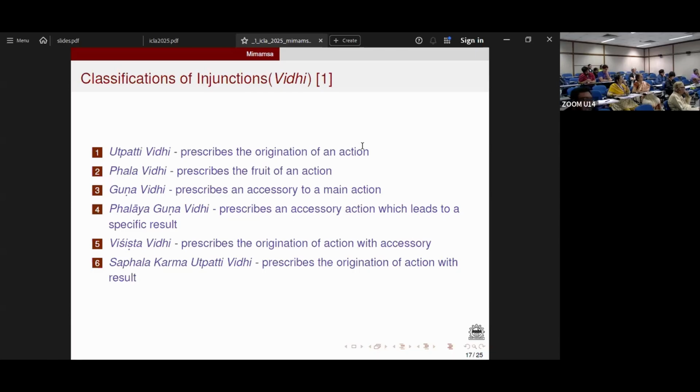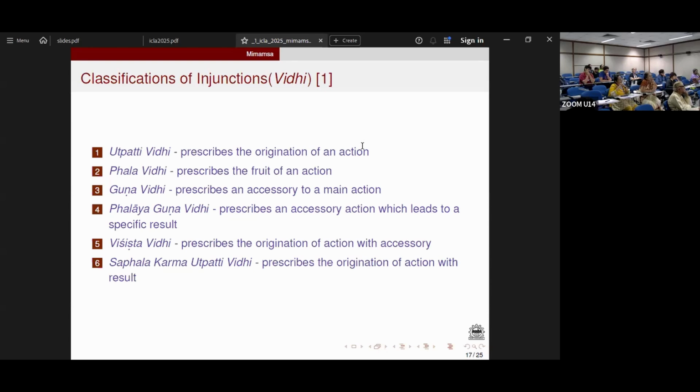So there you have two things, right? You're specifying the item to be used as well as the result that will be obtained. That's called Phalaya Gunavidhi. Then you have what's called a Vishishta Vidhi, where you have the origination of an action specified along with the accessories. And then you have Saphala Karma Utpatti Vidhi, which is basically a combination of the Vishishta Vidhi along with the result also being specified. So sometimes you have these combinations.